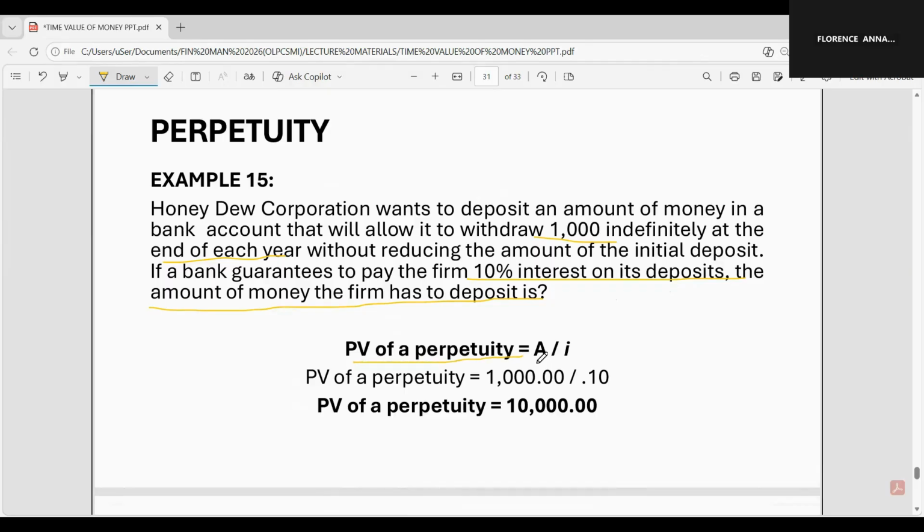That's annuity divided by discount rate. So, how much is our annuity payment? That is 1,000. And how much is our discount rate? 10%. So 1,000 divided by 0.10, your present value of perpetuity is 10,000 pesos.